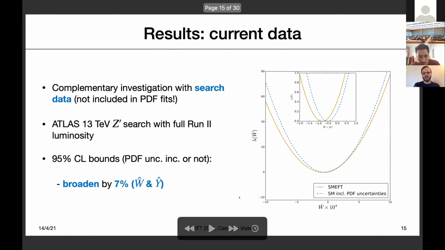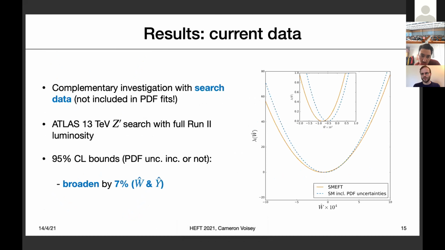We can then also look at this in a complementary way by looking at some search data. So this search data is not suitable for inclusion in PDF fits. It's not measurement data. So we just take the PDF sets from the previous slides and apply them here. In particular, we look at an ATLAS 13 TeV Z prime search with the full Run 2 luminosity. Search data benefits from the fact that you have a higher luminosity typically than the measurement data, and because of this you have a higher reach in invariant mass, and also you have thinner binning, which helps in the EFT analysis. So again, I just show W here, but the picture is the same for Y.